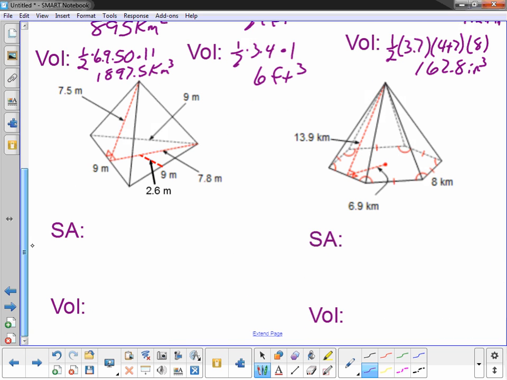Now, if it's a pyramid, I'm going to do the same thing, but I'm going to use the pyramid formula. Now, in the case here, I had an equilateral triangle on the bottom here. But since they gave me the whole height of it, I know that value. The difference here is I have to use some right triangle trig to figure out the actual height of my pyramid. Now, we're told that the length of the apothem is 2.6.